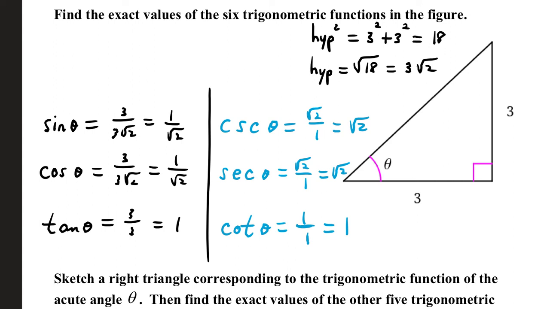Cosine was the same thing, adjacent over hypotenuse, 1 over square root of 2. And tangent was opposite over adjacent, 3 over 3 is 1. Cosecant is sine flipped over, so that's square root of 2. Same thing for secant, that's cosine flipped over, square root of 2. And then cotangent, if you flip 1 over, it's still 1.